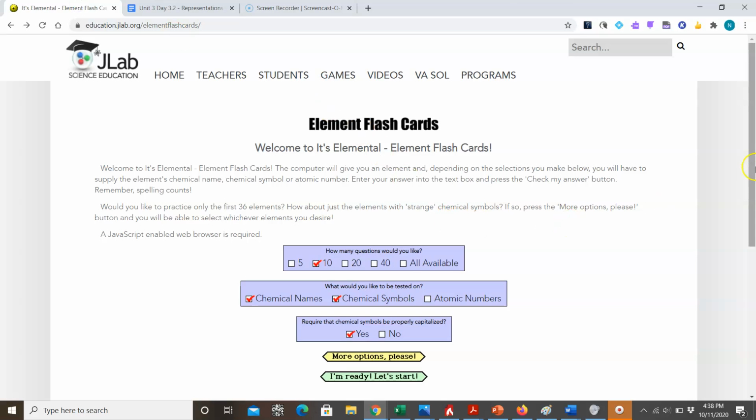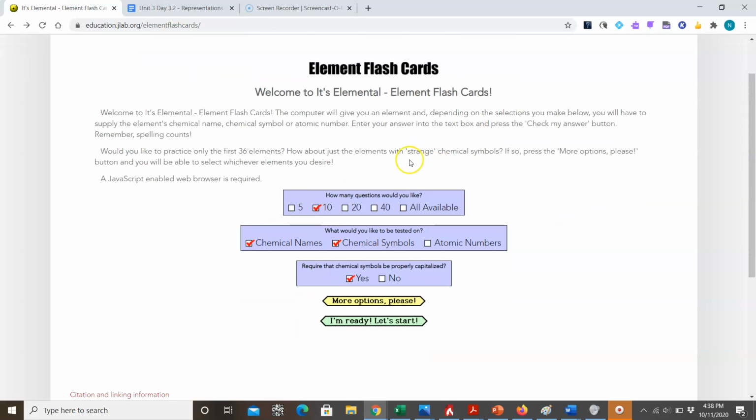First thing is they give you options. When you go to the site, how many questions do you want? Do you want 5, 10, 20, 40, all available, whatever. So you can click on how many you want.